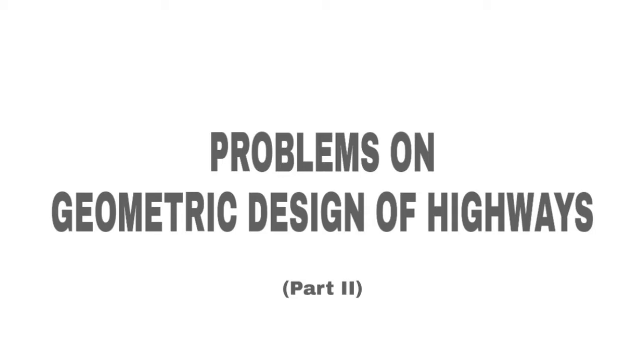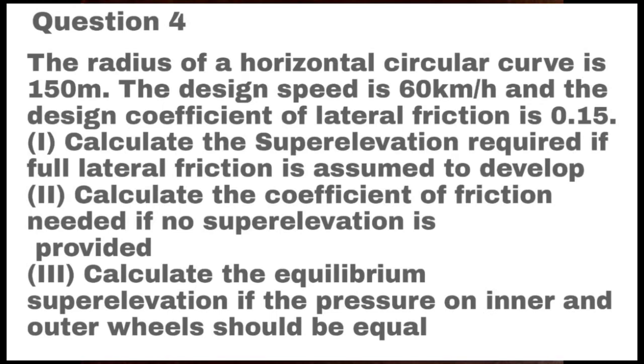So let us read out the first question, which is actually the fourth question of this chapter. The radius of a horizontal circular curve is 150 meter. The design speed is 60 km per hour and the design coefficient of lateral friction is 0.15. So the radius of the horizontal circular curve is given, and design speed V is given as 60 km per hour. Also the design coefficient of lateral friction is 0.15.